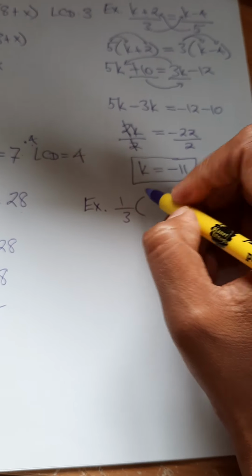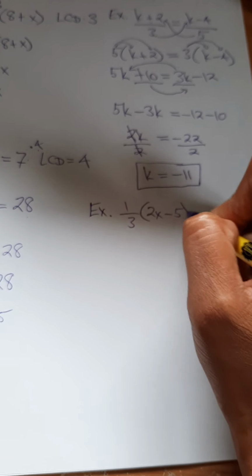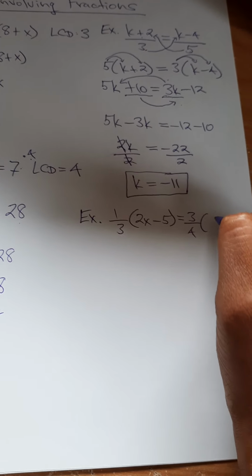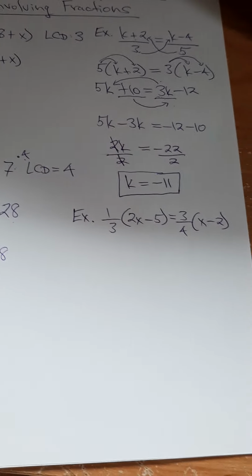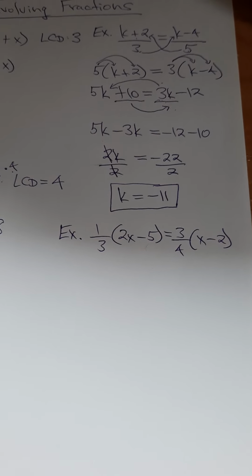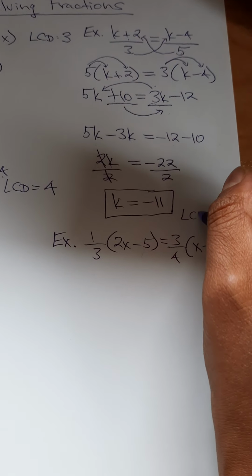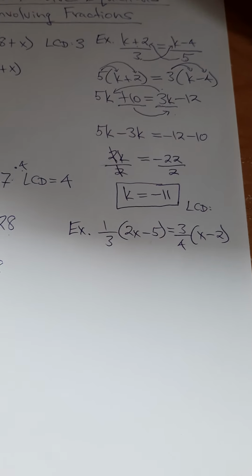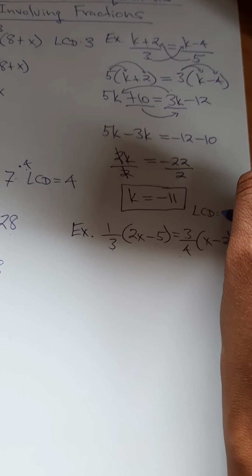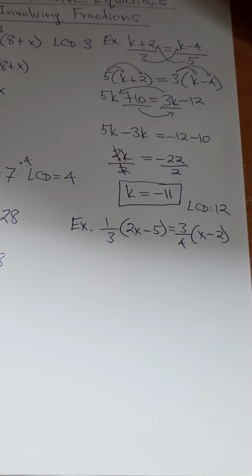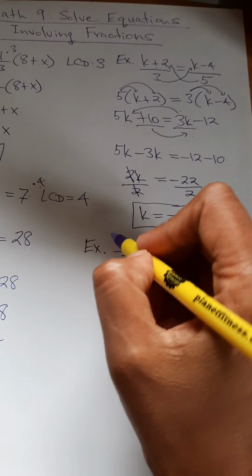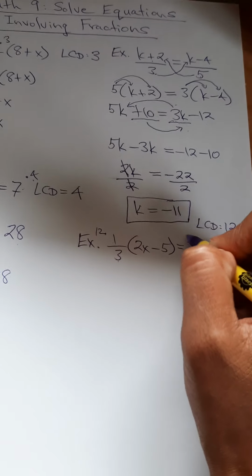So this is 1 over 3. I have 2x minus 5 equals 3 over 4, and I have x minus 2. So just like this. In this case, I want to do my LCD. Let's write it on the top here. For the LCD this time, I notice I have 2 fractions, so I'm just going to do 3 times 4. My LCD is equal to 12. And what you do is on both sides, I'm just going to multiply by 12.